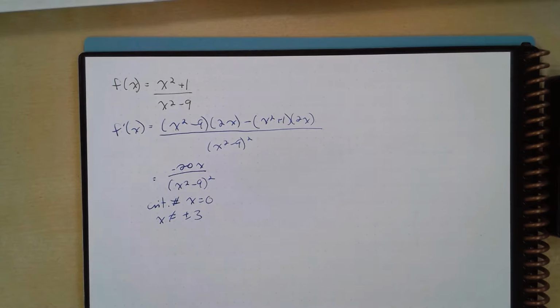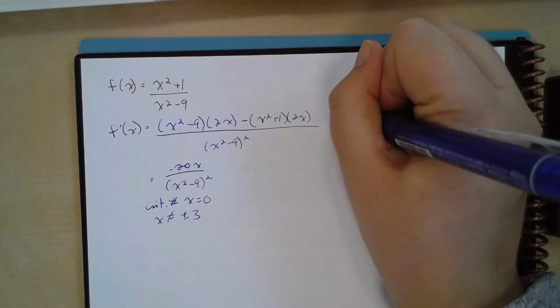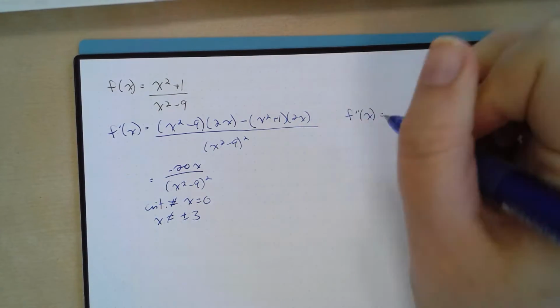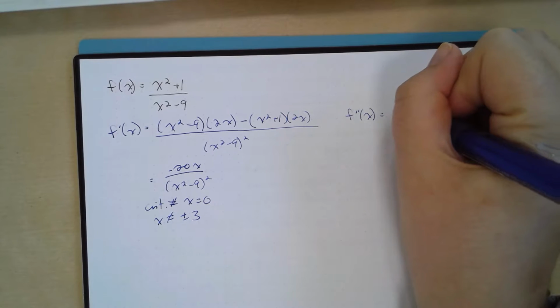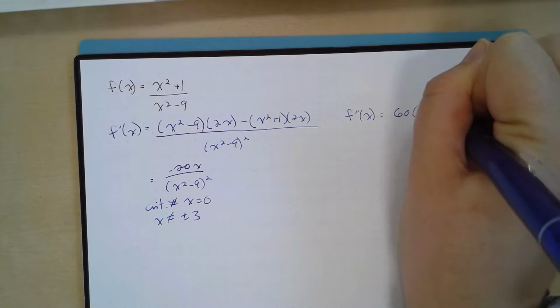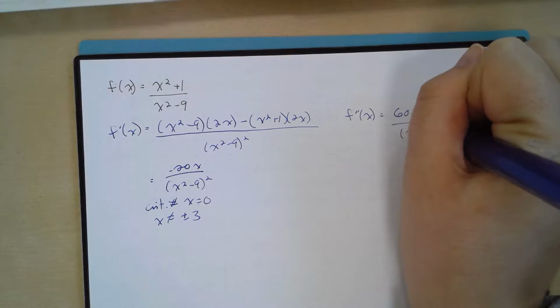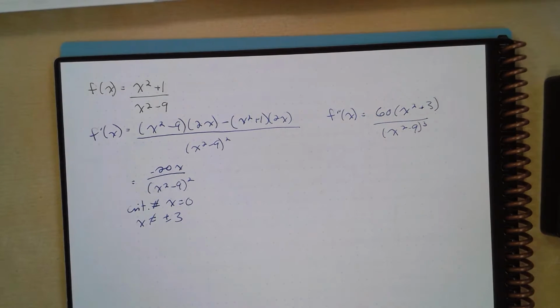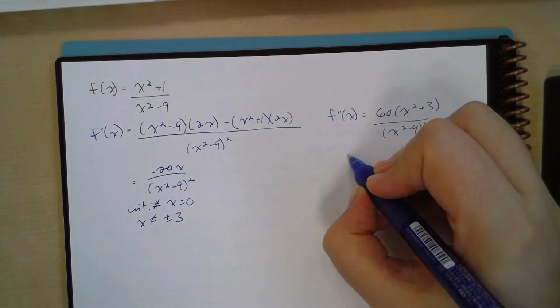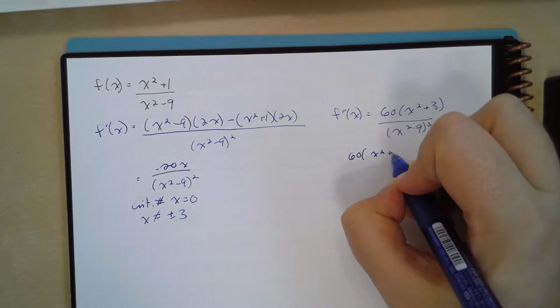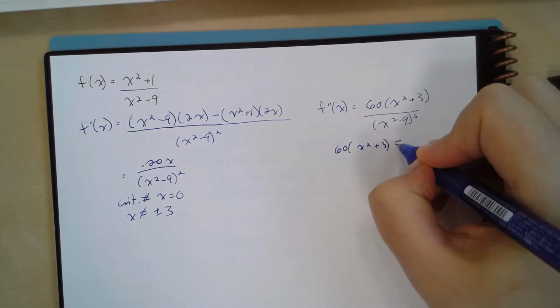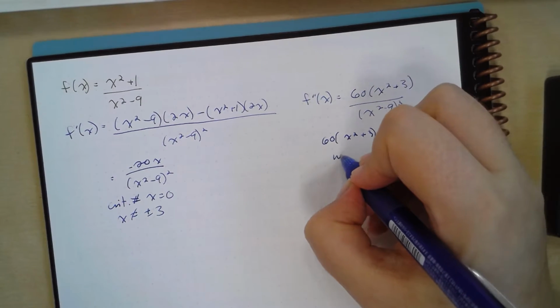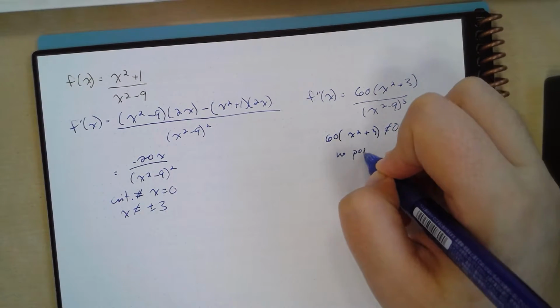As you can see already, this is a more complicated graph, okay? Then we want to find f double prime of x. Please just trust me that it's going to be equal to 60 times (x squared plus 3) over (x squared minus 9) cubed. Again, I know that you know how to do this, but I'm just not working through all of it. You found a derivative. There's no point in watching me do it. So 60 times (x squared plus 3) cannot equal 0. So there's no point of inflection. No POI.